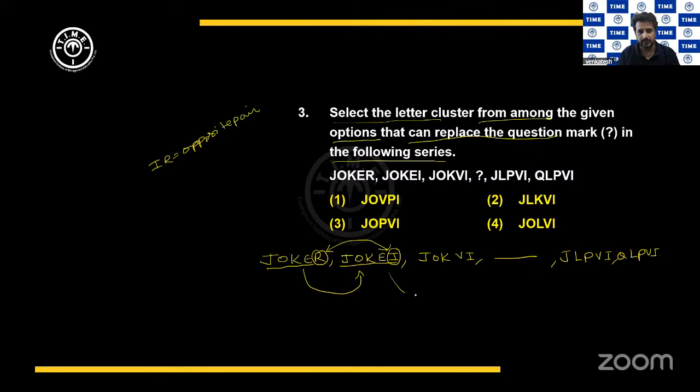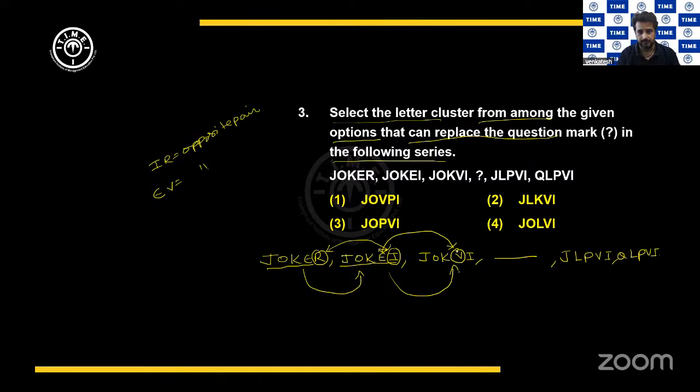Now, if you observe the second cluster to the third cluster, the second cluster is JOKEI and the third cluster is JOKVI. So what is happening here? Every letter remains the same except E. E is replaced with V. Again the same logic, opposite pair.